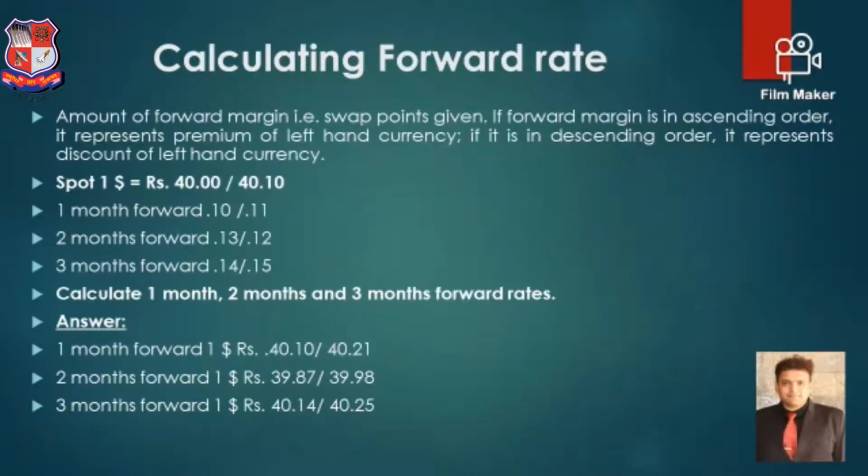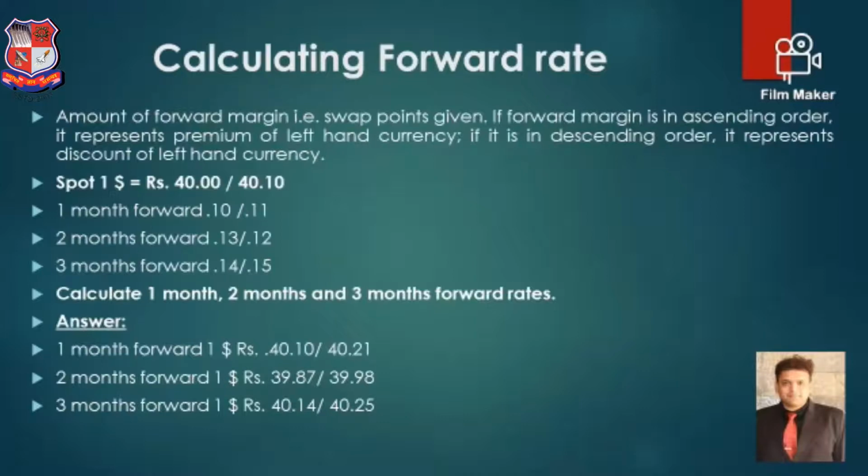This is what I have already explained in my previous session also. If the amount of forward margin, or swap points, is given in ascending order, like the bid rate is 0.05 and the ask rate is 0.08, that means it is increasing in nature. We consider that the currency is selling at a premium in future. But if it is in descending order, that means the bid rate is 0.05 and the ask rate is 0.03, it is considered that in future the currency would be selling at a discount. Let us understand with the help of an example.